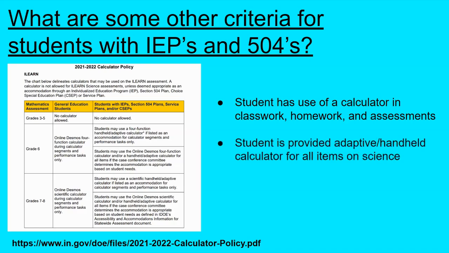Student is provided an adaptive handheld calculator for all items on science. You might see this written for biology, the iLearn test that students have to take in high school. They may not be able to use a calculator in social studies because they probably don't need it. But in science, whenever there are math problems in there, they're allowed to use a calculator. And then for the SAT and PSAT, a four-function calculator is allowed, but they're not allowed to use a scientific calculator. So there are limitations.